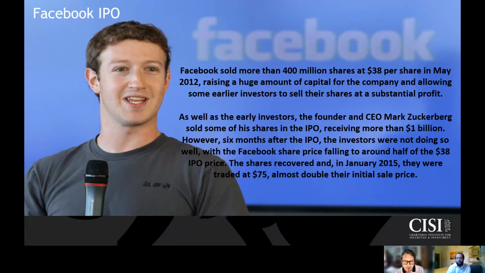We're actually talking there, what Matt was talking about, about holding on to the shares. 6 months after the IPO, the shares went down to about half of the original IPO selling price of $38. But then if you jump to January 2015, they were trading at about $75 a share, almost double their initial sale price. And I have to say, I couldn't tell you what the price of a Facebook share is currently.